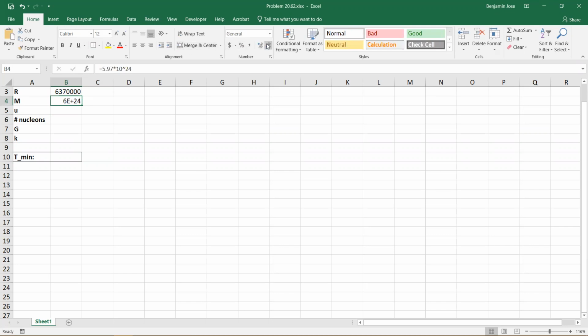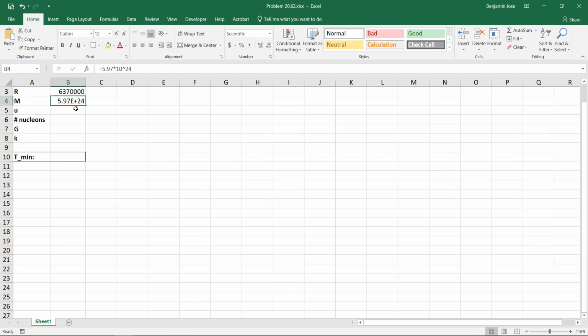And what is Excel doing? Rounding? I didn't tell you to round. Give us a couple more digits there. And the atomic mass unit in SI, or kilograms, is 1.66 times 10 to the 20th. Did I say 27th earlier? Negative 27th. 10 to the negative 27th. And I'll save that for later, number of nucleons. Big G, 6.67 times 10 to the negative 11th. Boltzmann's constant is 1.38 times 10 to the negative 23rd.